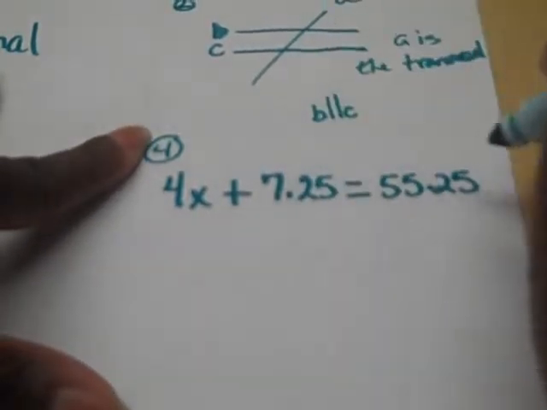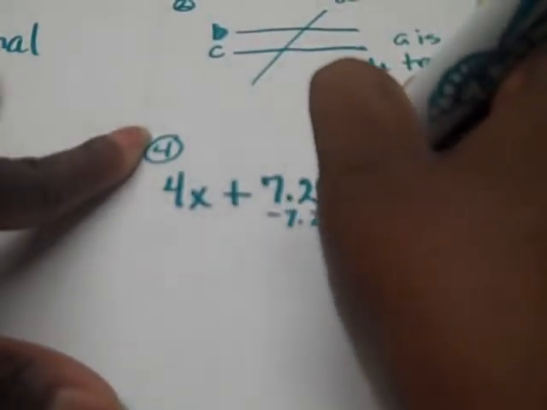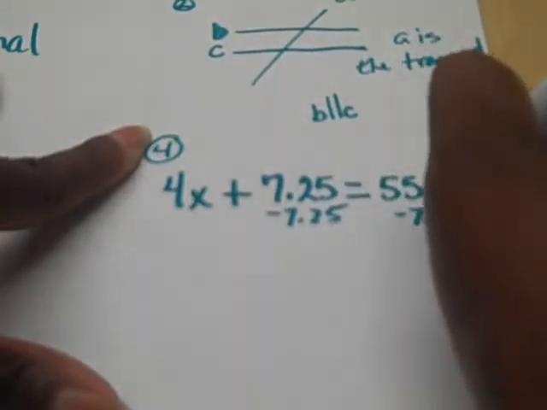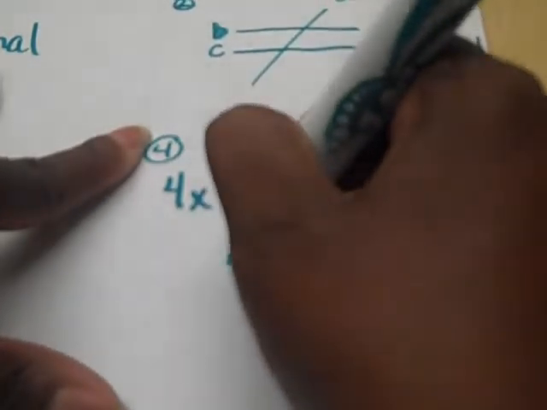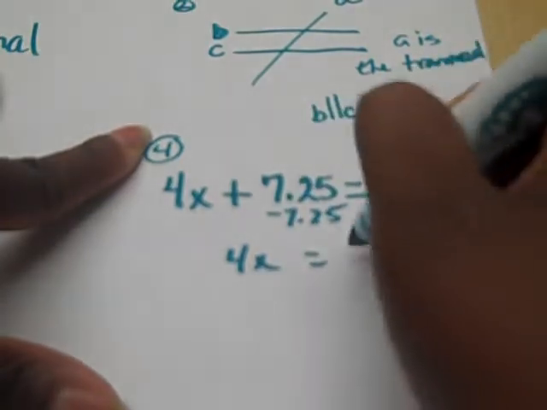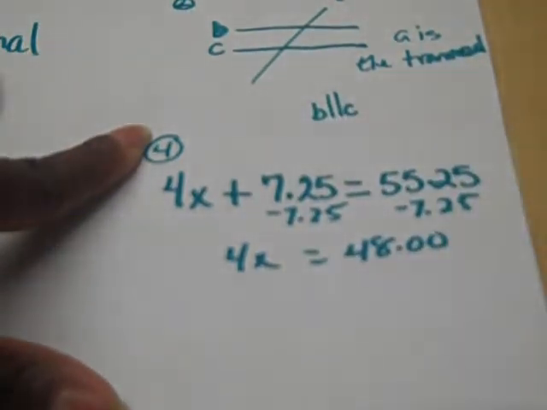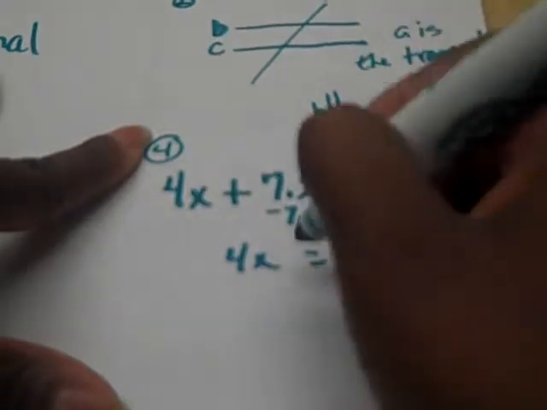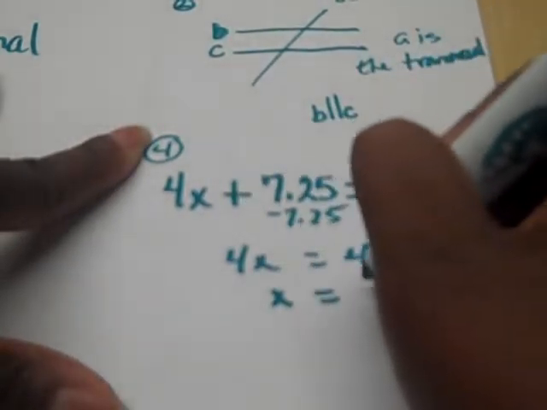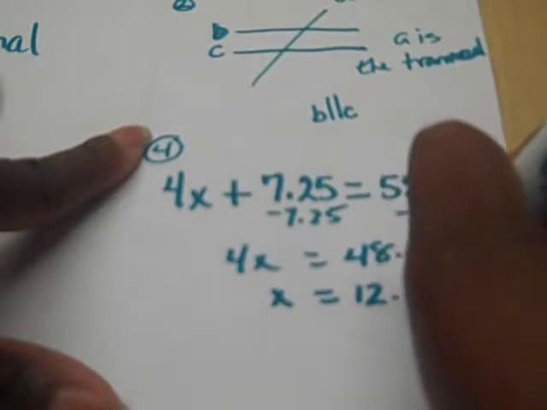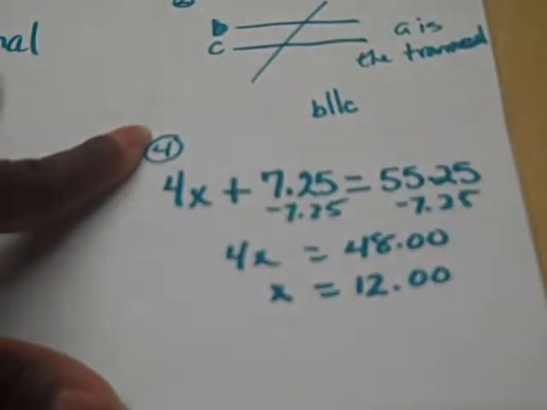So, to determine the price per book, we will solve for X. We will subtract $7.25 from each side, which now for 4X will equal $48. And we will divide both sides by 4. X equals $12. That is the cost of each book.